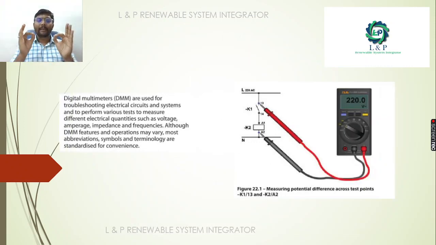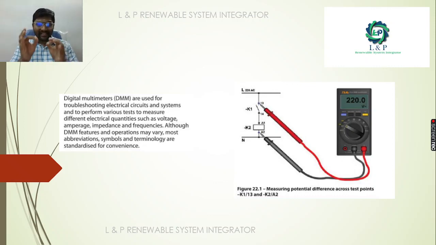The digital multimeter, we often refer to it as DMM in short form. It is used for troubleshooting electrical circuits and systems, because using it we can measure different electrical quantities such as voltage, ampere, that is current, impedance, and frequencies. Based on the features, the cost also differs.